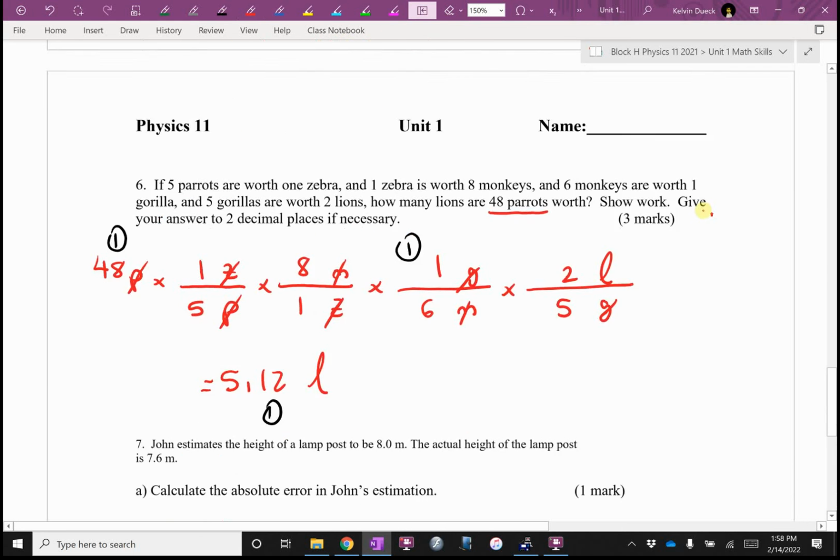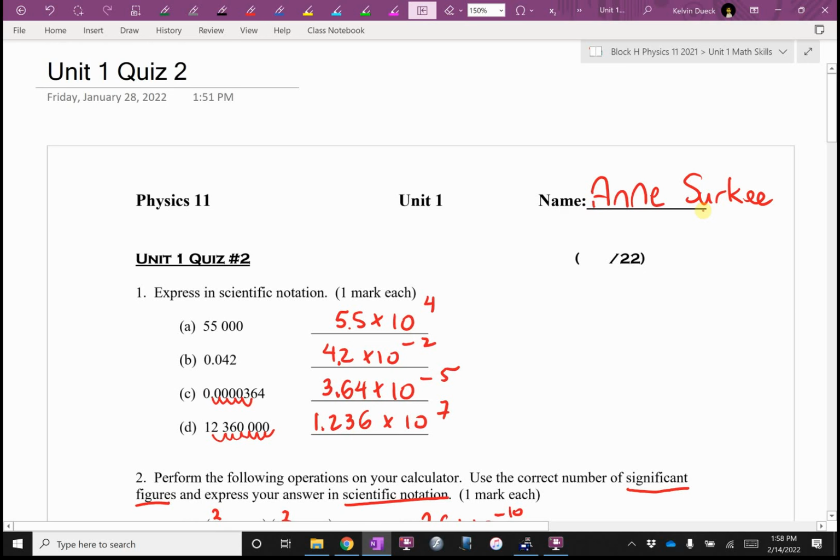Can you give yourself a score, please, out of 22?